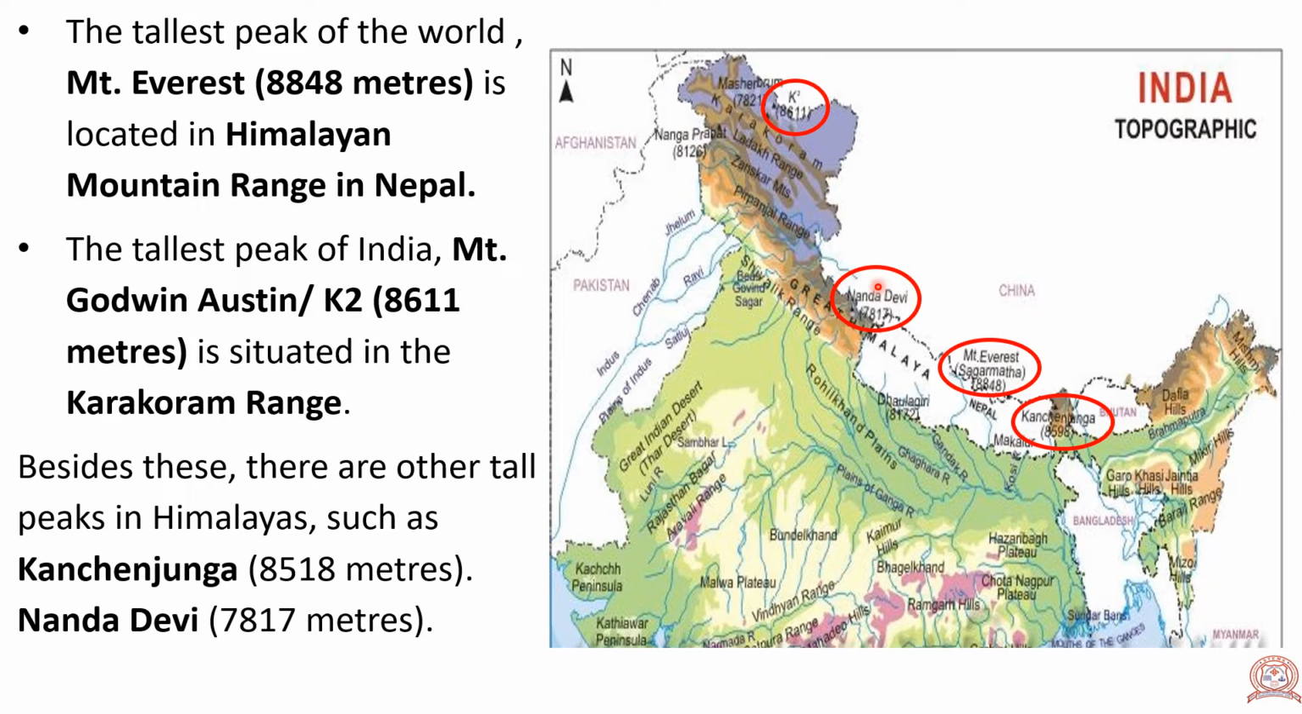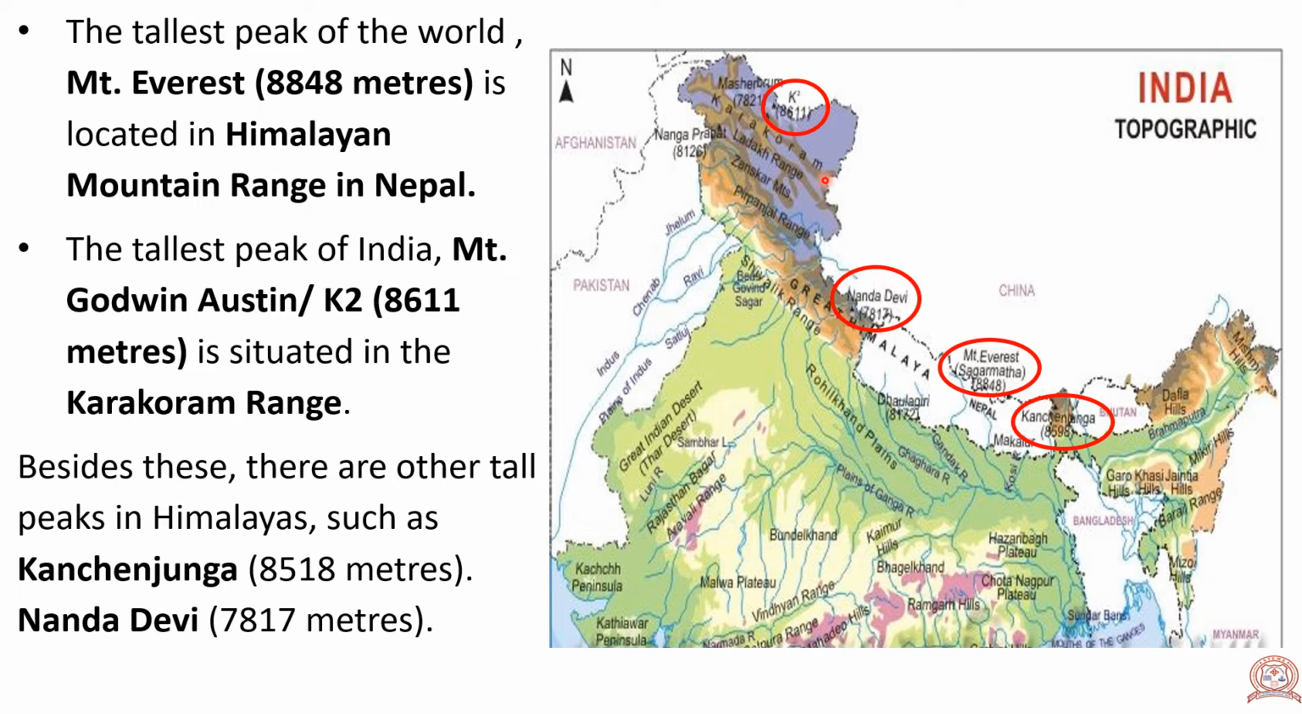The tallest peak of the world, Mount Everest, its height is 8,848 meters, is located in the Himalayan mountain range in Nepal. The tallest peak of India, Mount Godwin Austen, it is also known as K2. Its height is 8,611 meters. It is situated in the Karakoram range.